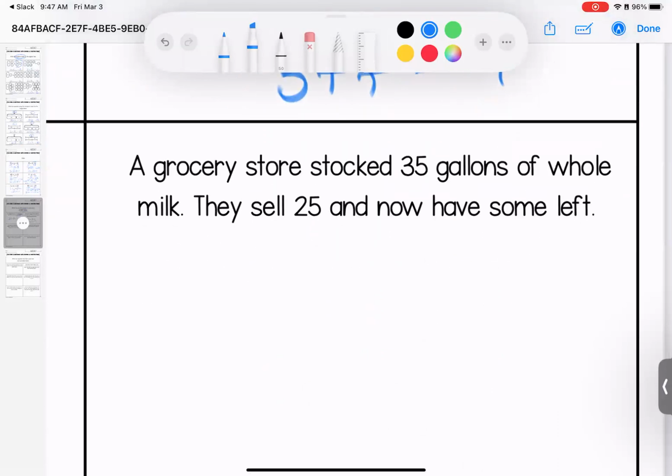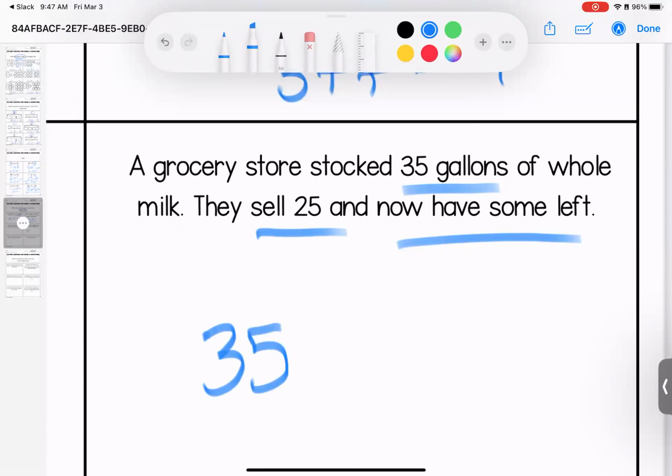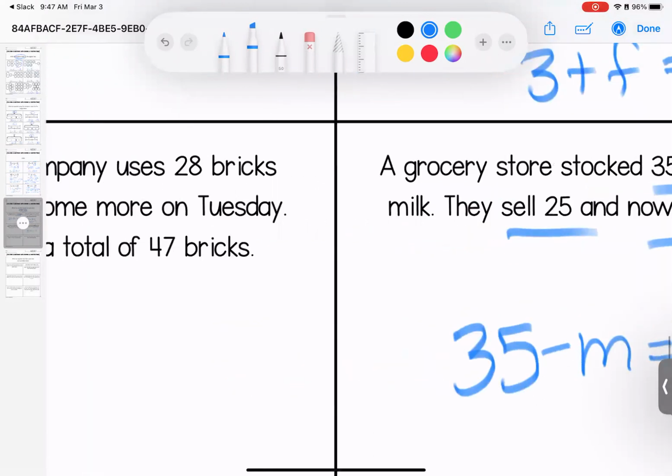A grocery store stocked 35 gallons of whole milk. They sell 25, and now they have some left. So they stocked 35. We're not sure what they have left, but we know that they sold 25. 35 minus M for milk equals 25.